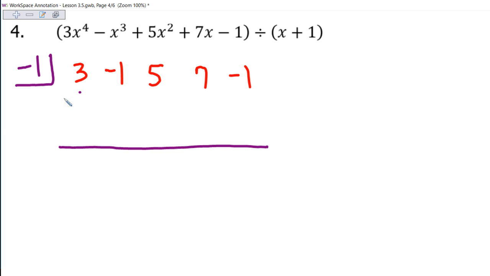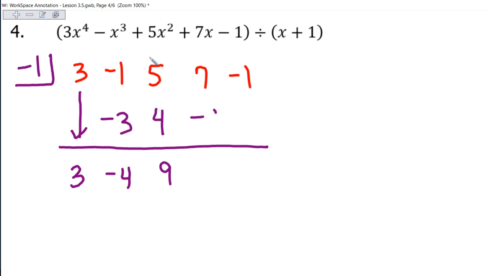The first coefficient is always dropped down, so drop down your 3. And outside numbers get multiplied. So negative 1 times 3 is negative 3. Combine these, you get negative 4. Multiply your outside numbers. Negative 1 times negative 4 is positive 4. Combine these two. 5 plus 4 is 9. Multiply your outside numbers again. Negative 1 times 9 is negative 9.